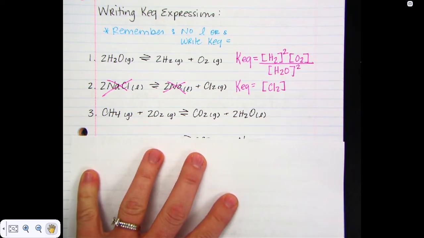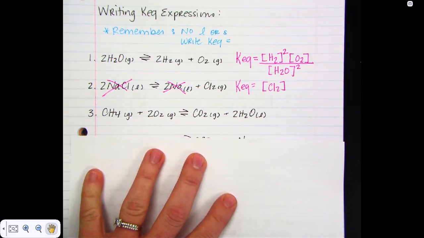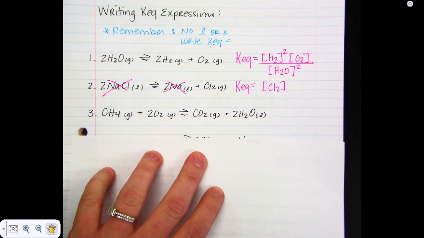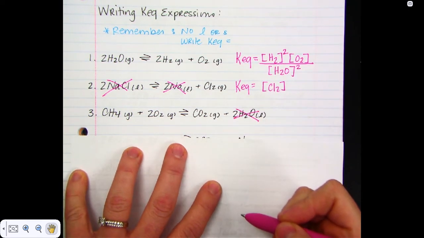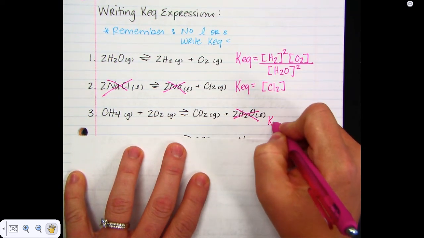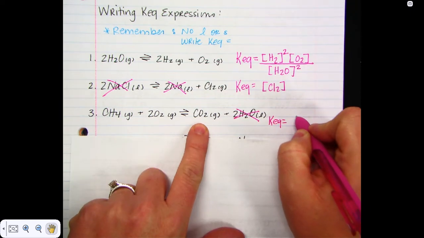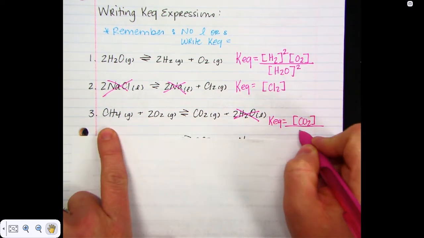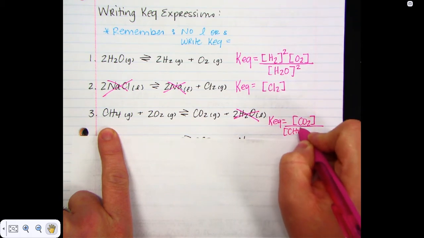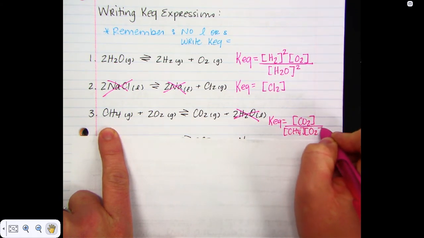CH4 gas plus 2O2 gas yields CO2 gas plus 2H2O liquid. All right, no solids or liquids, so let's get rid of that. And everything else is a gas, so we're good to go. Keq equals products, concentration of CO2, over CH4 and O2 squared.